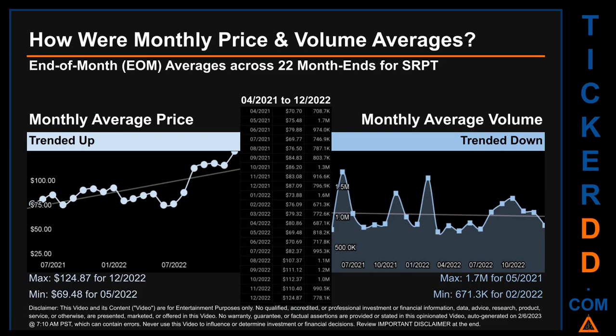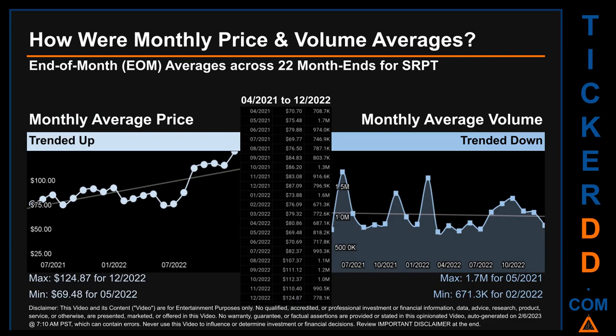How were price and volume averages for SRPT? Across 448 trading days, there were a total of 22 month ends, of which monthly averages for daily price and volume were calculated. Overall, monthly price average trended up while monthly volume average trended down.